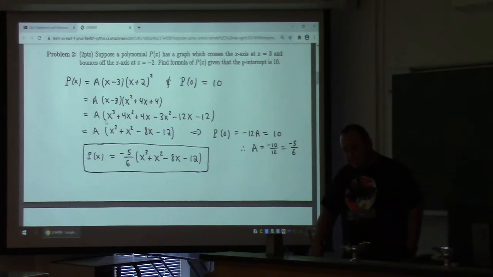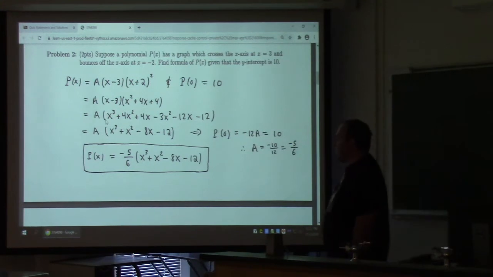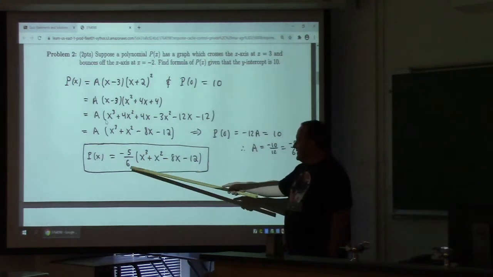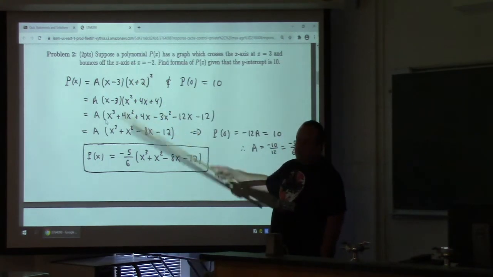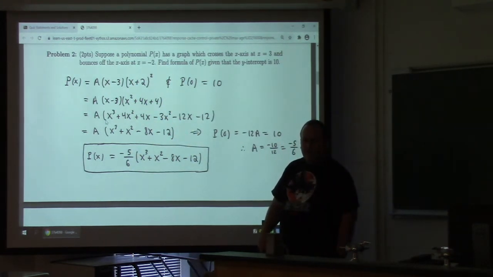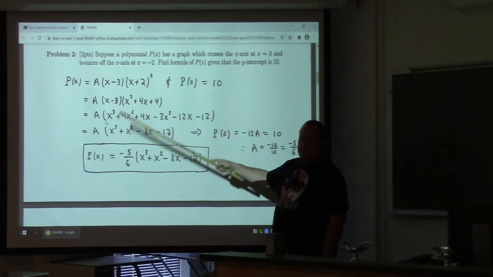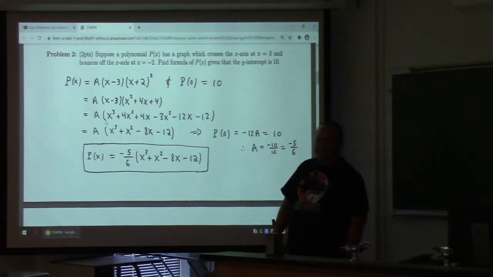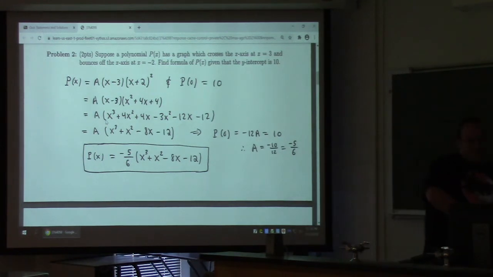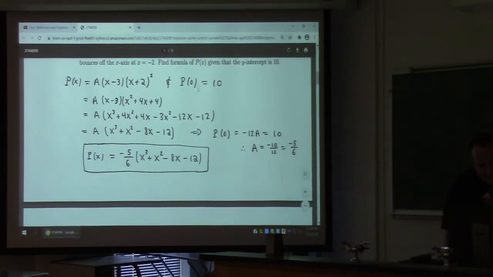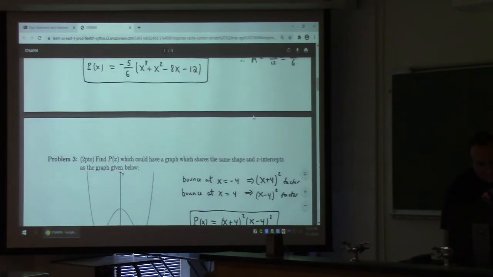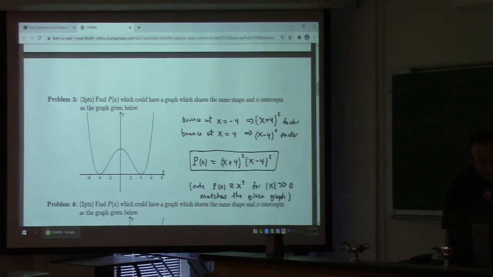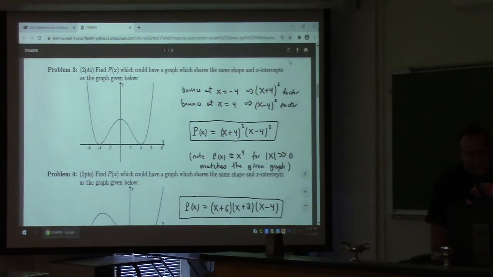Some of you just added 10. And some others just wrote minus 5 sixths times x minus 3 times x plus 2 squared. That's great. There was a common error of dropping the square on x plus 2 in the answer. I didn't take off points for that, but I should have. But I didn't. So do be careful about that kind of thing. At the same time, I'm glad you showed work because it allowed me to feel like I didn't need to take points off there. Okay, so problem 3.